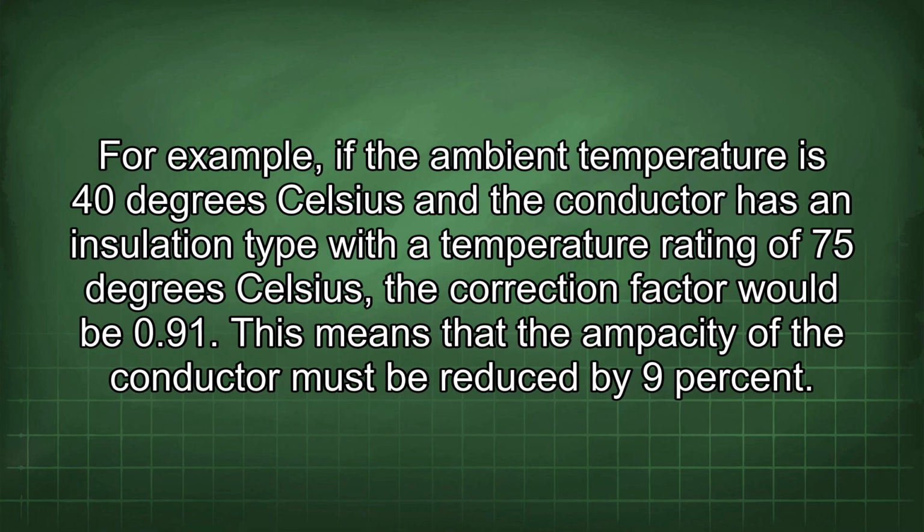For example, if the ambient temperature is 40 degrees Celsius and the conductor has an insulation type with a temperature rating of 75 degrees Celsius, the correction factor would be 0.91. This means that the ampacity of the conductor must be reduced by 9%.